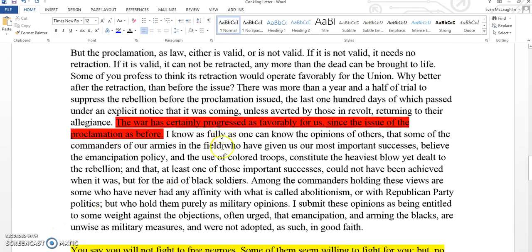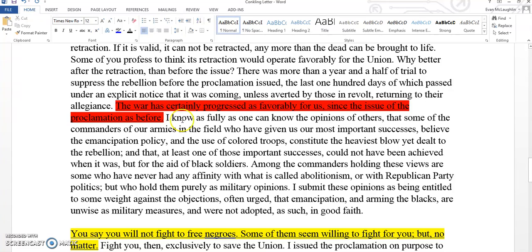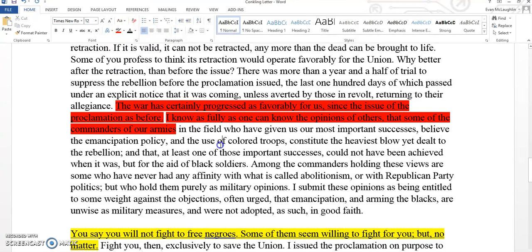So now we see him in this next paragraph here using the common everyday vernacular. He's saying this war has certainly progressed as favorably to us since the issues of the proclamation as before. And Lincoln, much like a common everyday person would do, he talks about the opinions of others, just like a common person would go to their friends or a different source that they know of to get information about the progress of the war.